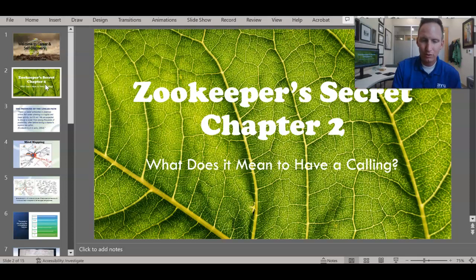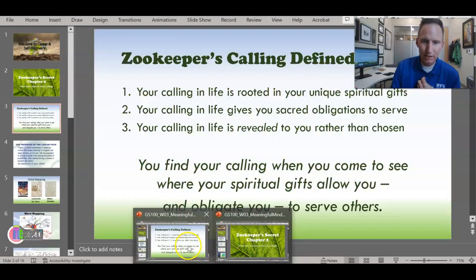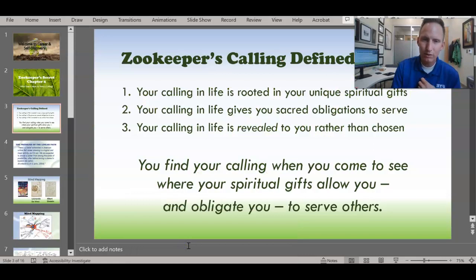that opportunity to serve some meaningful cause? Go into those things. One adaptation that I've done is to bring the slide from week 2 and review that again. So the zookeeper's calling defined. This is covered in chapter 2. This definition is given in chapter 2. So bringing this back allows you to anchor to these key points.